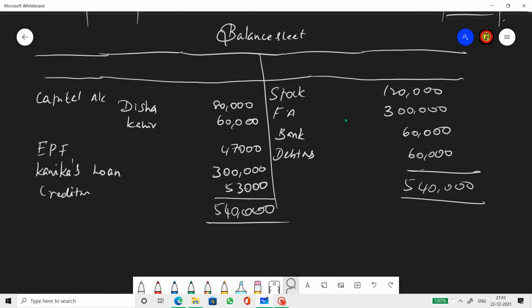In the balance sheet, capital accounts of Disha and Kabir, EPF will come as it is, Kanika's loan amount, creditor which is not going through any changes. Stock increased, so that is taken into effect. Fixed asset increase, that is taken into account. Bank and debtors remain the same. Hence, balance sheet total is 5,40,000. So this is a basic full-fledged sum on retirement. Hope you understood this question. Thank you.